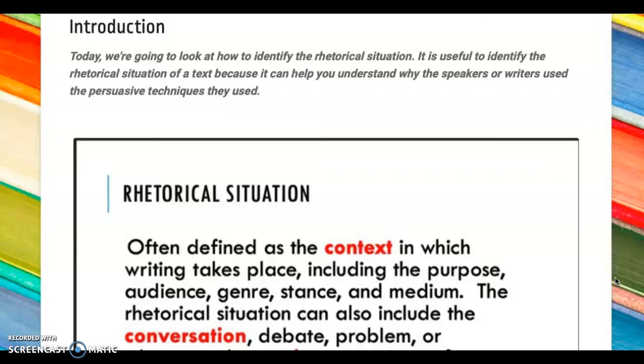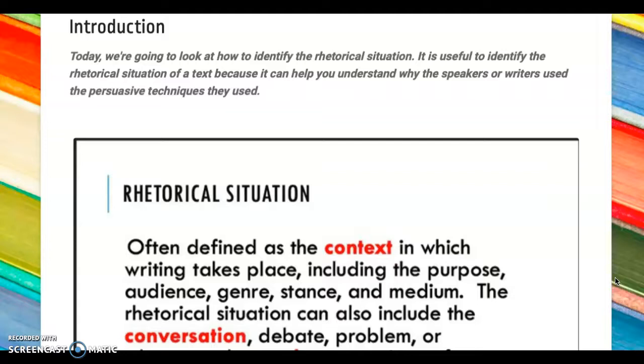You may have heard some politicians being called out for using divisive rhetoric. Okay, and that's just because the kinds of rhetoric that they're using is harmful or causing more division than it is bringing people together. So today we are going to look at how to identify the rhetorical situation.